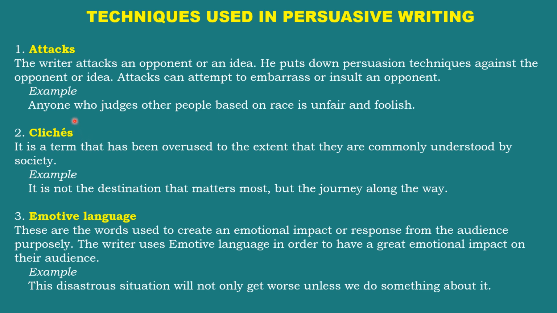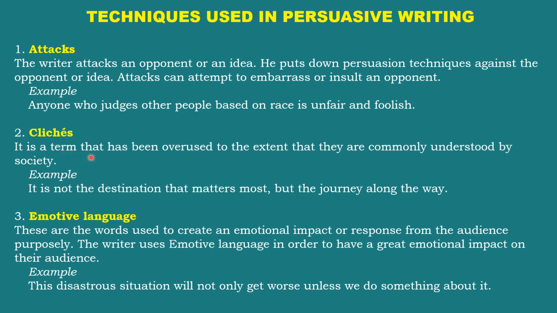Example, anyone who judges other people based on race is unfair and foolish. So, this part here, unfair and foolish, is attempting to embarrass or insult the person nga mo-judge sa laing tao base sa ilahang race. So, murag straightforward kaayo. Mo-attack dayon siya. And again, this is persuasive because it appeals to our emotion. Unfair and foolish.